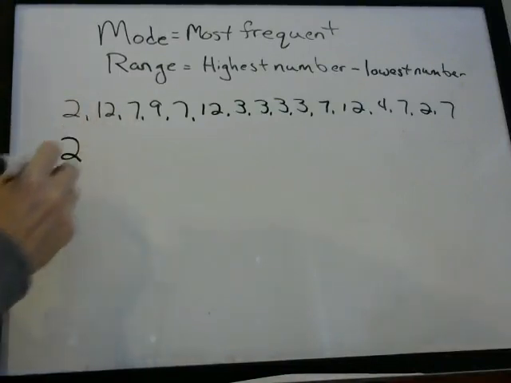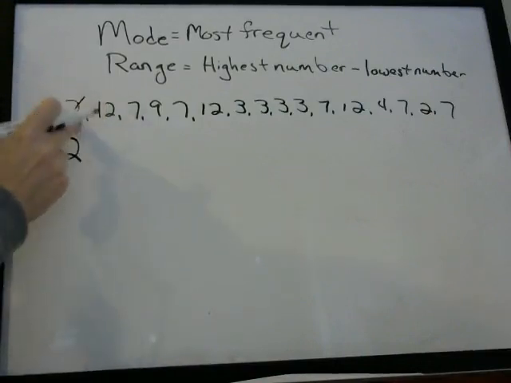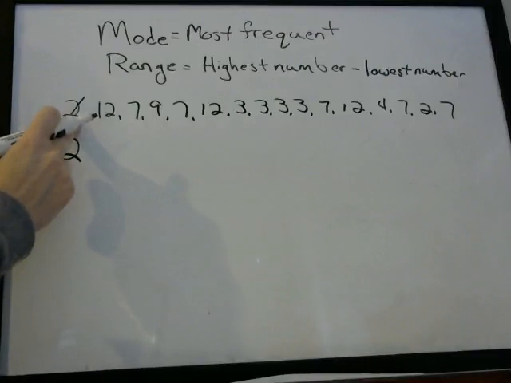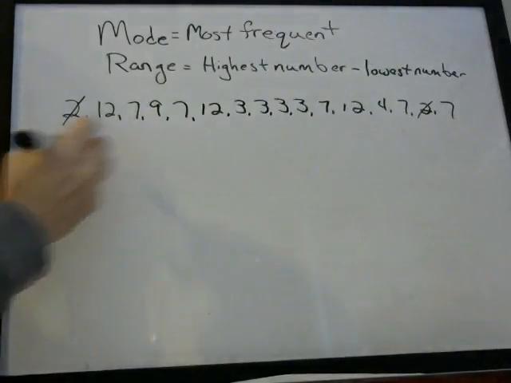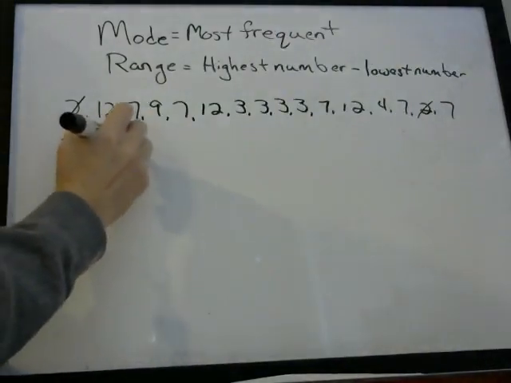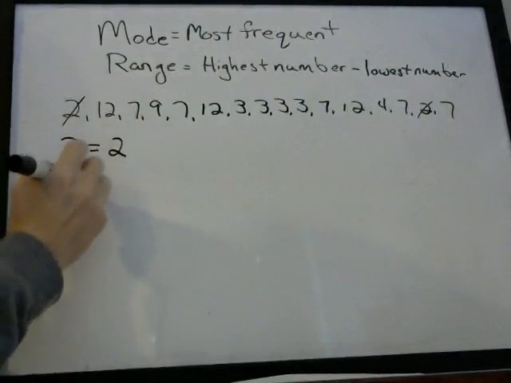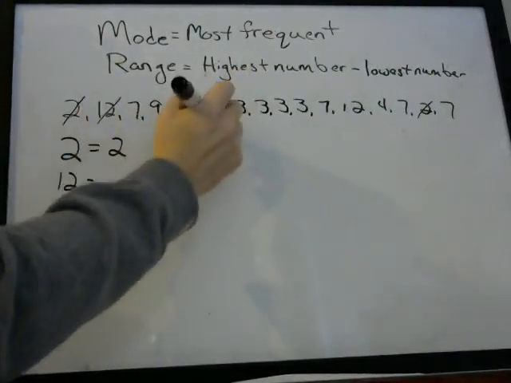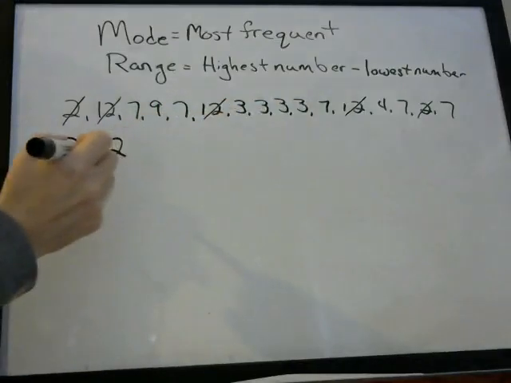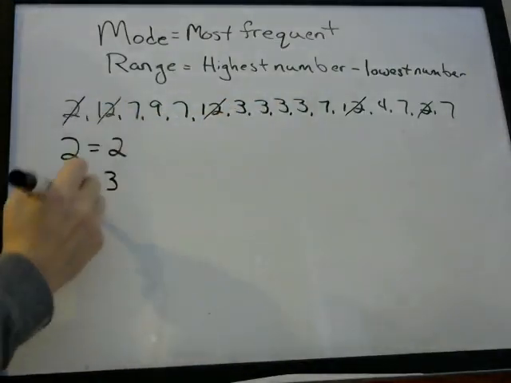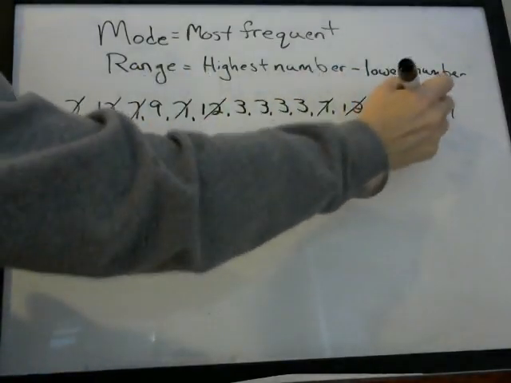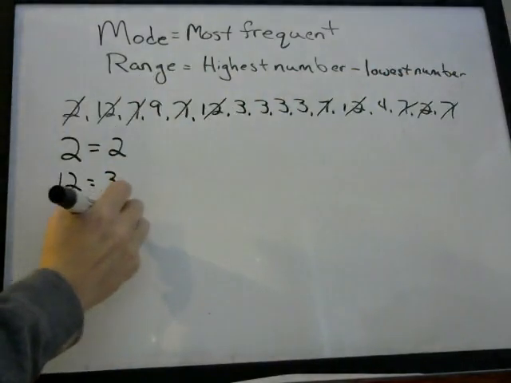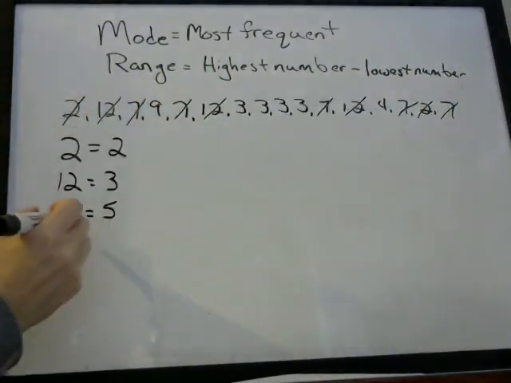How I like to do these is I just start on the left, and so I say 2. That's one of our numbers in the data set. 2 occurs once, and I cross it out after I've counted it, so I know that I'm going to get all of them. There's 1, 2. So I just say 2, there's 2 of them. Next is 12. There's 1, 2, 3. 3 12s. Next is 7. There's 1, 2, 3, 4, 5 7s. So I'm just counting how many there are, how often they occur.